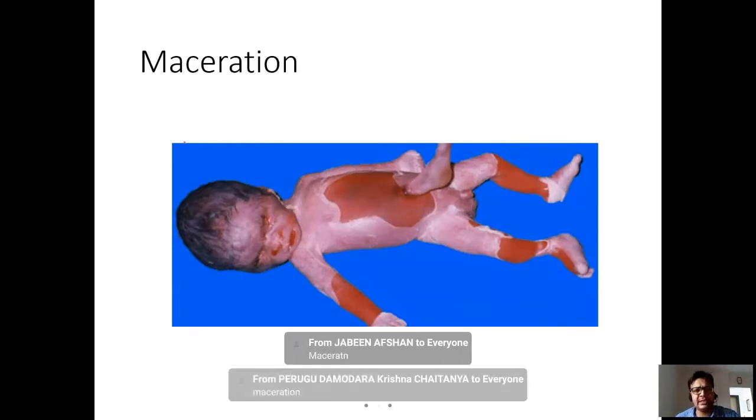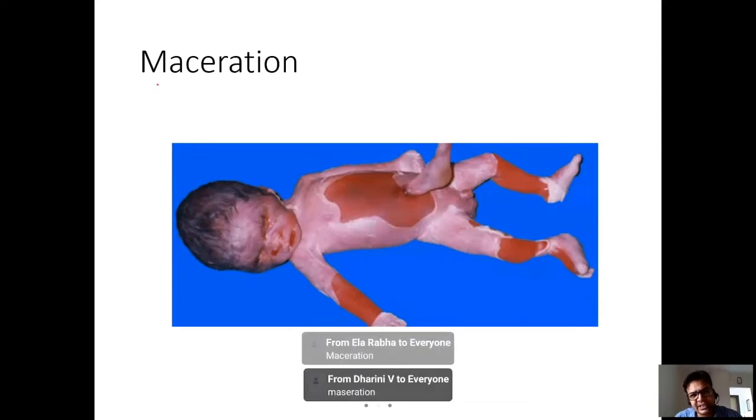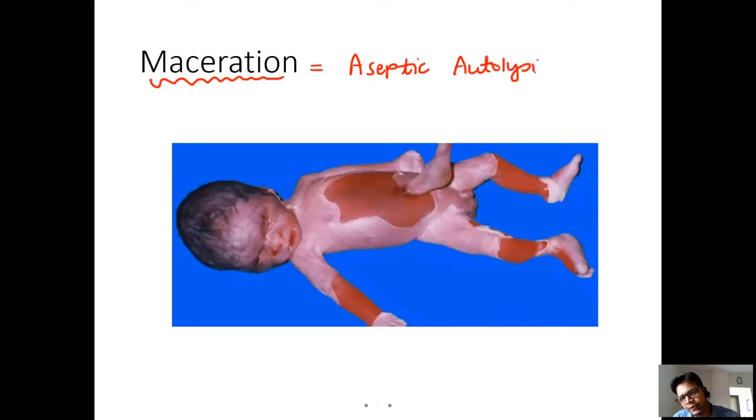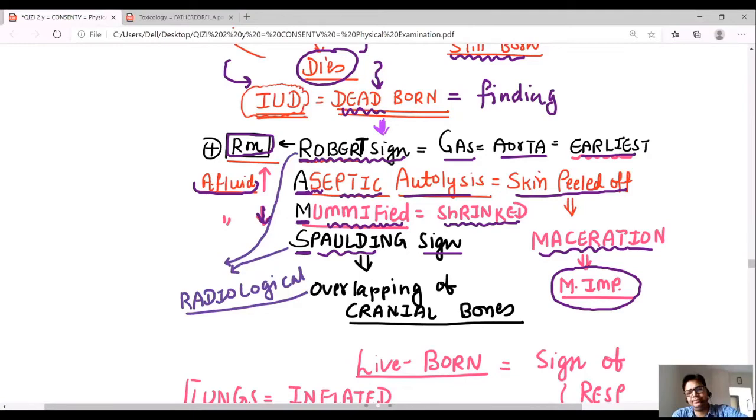Maceration. As I told you, you can see the image. This is maceration. As I told you, maceration is aseptic autolysis. The fetus is surrounded by amniotic fluid. You can see the skin is peeled off. This finding, where skin is peeled off and there are blisters on the skin, is known as maceration. This is the most important finding of dead bone.